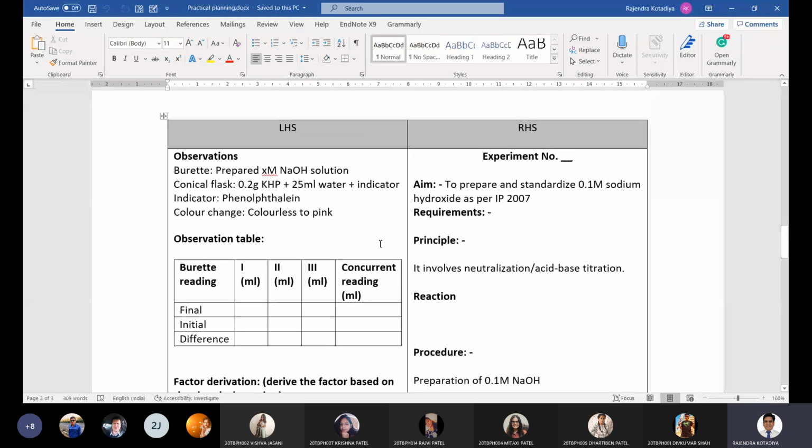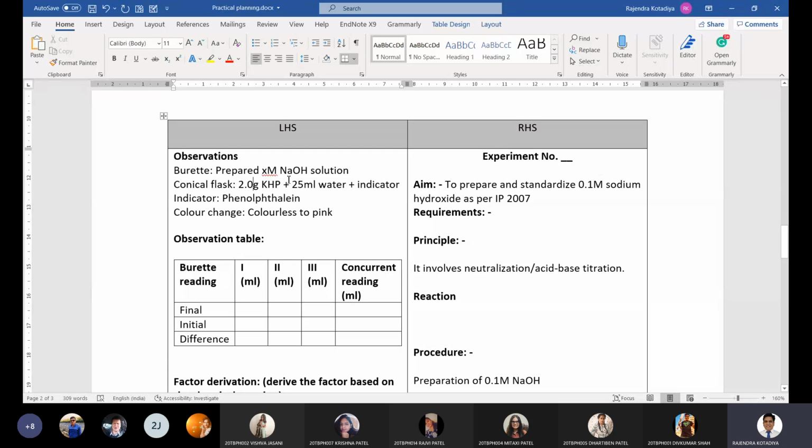OK, on the left hand side we'll start with observations, how you are doing the practical. So what did we fill in the burette? We have taken x molar NaOH solution. Why x molar? Because we don't know its exact strength right now.